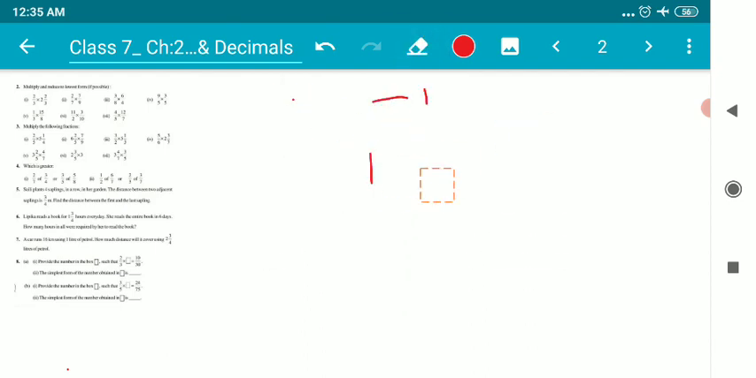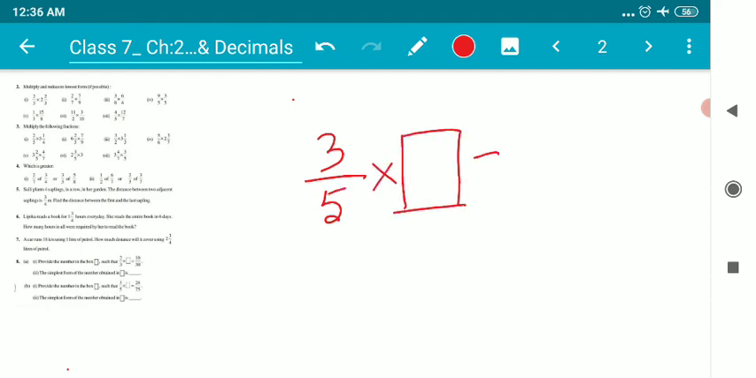Now let's talk about the next one. The number is 3 by 5. So the product of 3 by 5 with a number, how does it become 24 by 75? Let us find out, children. At what condition 3 becomes 24? When we multiply it by 8. Everybody knows that. If you read out the table of 3, we can simply get 24.